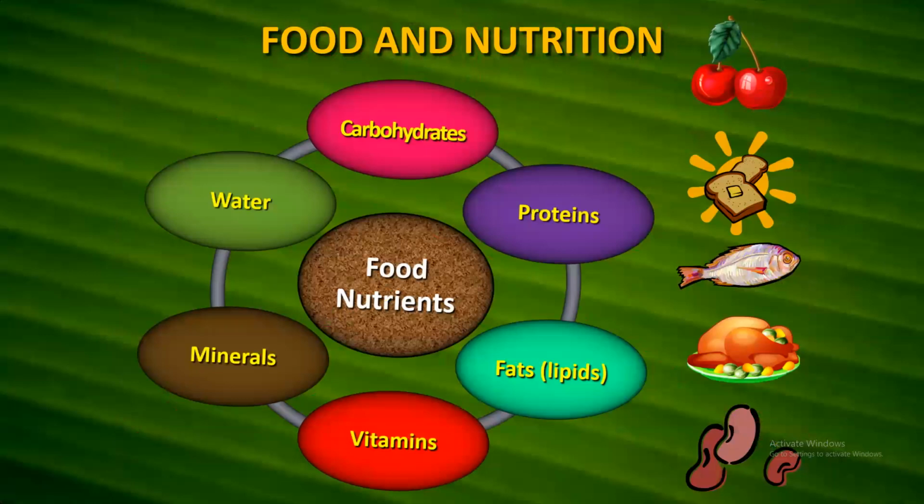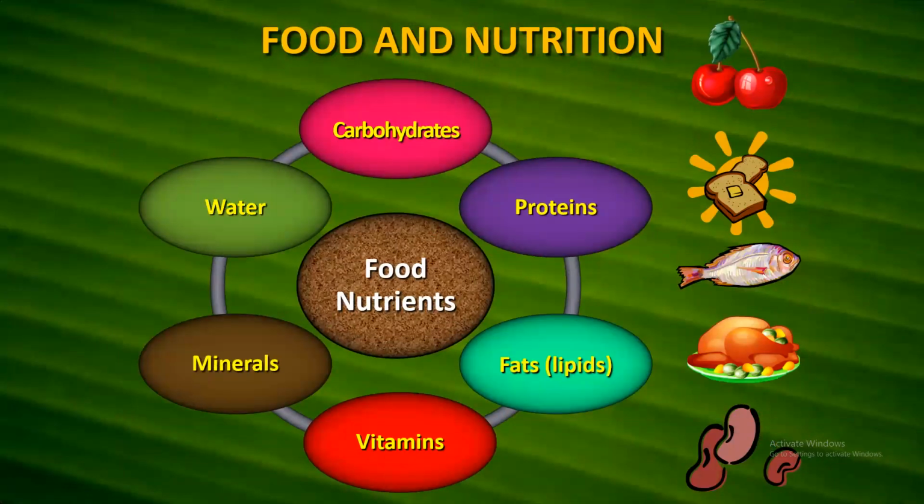What are the different types of nutrition which we are consuming? It is very clearly given here. We have carbohydrates, proteins, fats, vitamins, minerals, and water as food nutrients. These are the different types of nutrients we have as food.